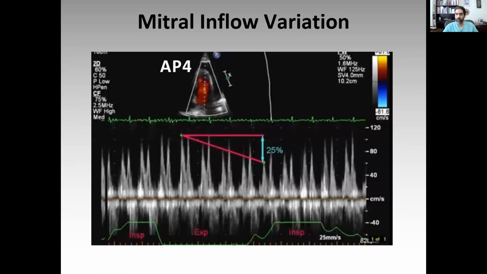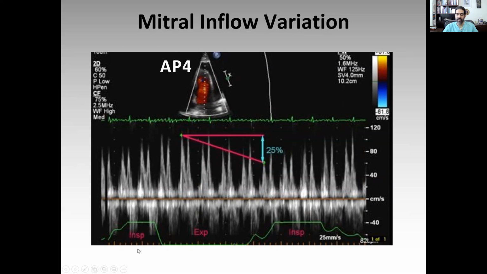Okay, so here's what it looks like. We've put our sweep speed to slow. We see a bunch of E and A tracings. We focus on the E-wave, which is the first of the two here. And we look at the biggest and the smallest. And if we calculate the variation between the two, it is 25% in this picture here.